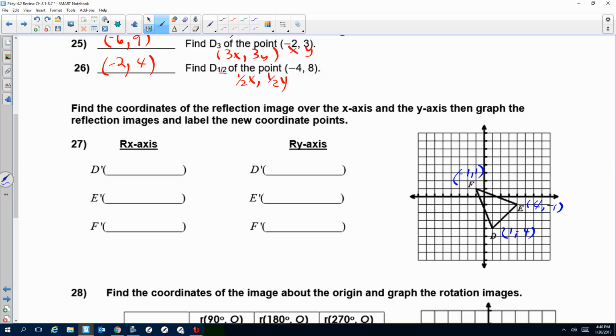Okay. So if I reflect over the x, what's that rule again? X comma negative y. Okay, so I'm going to do that to basically all the y coordinates are going to change.